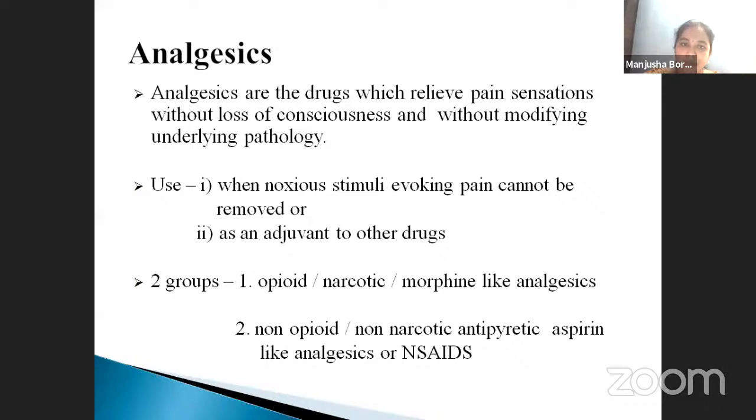We have two types of analgesic: the opioid analgesic and the non-opioid analgesic. Opioid analgesic is also called a narcotic analgesic and morphine-like analgesic. Non-opioid analgesic is the non-narcotic type and aspirin-like analgesic. It is also called non-steroidal anti-inflammatory drugs, meaning NSAIDs.